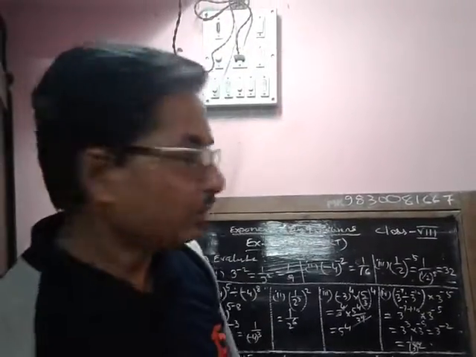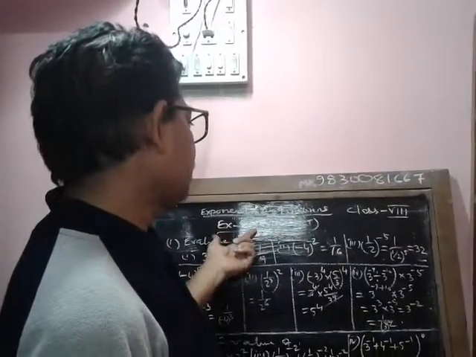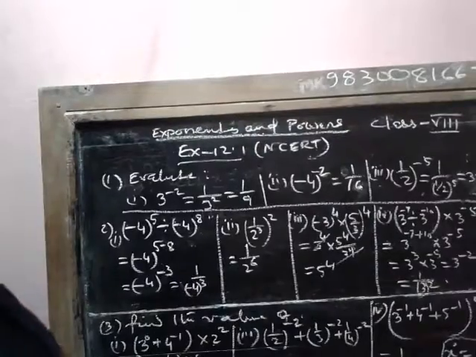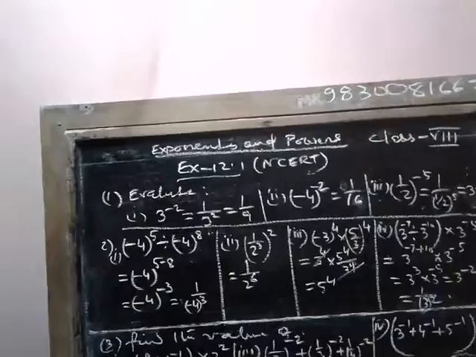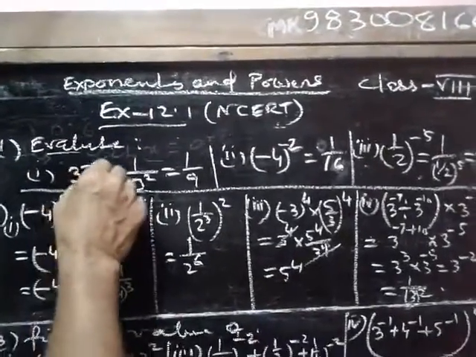Hello students, today I am going to solve all the problems of exercise 12.1 NCERT. That is the chapter Exponents and Powers. Number 1, evaluate 3 to the power minus 2.